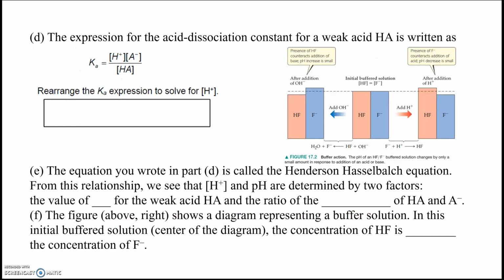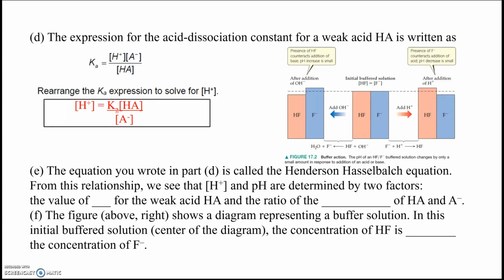All right, now, part D says the expression for this acid dissociation constant for this weak acid is written as this. Ka is going to be the concentration of H times the concentration of A minus divided by HA. And I want to rearrange this expression and solve it for the concentration of hydronium ion. I can do that by multiplying both sides by HA and dividing by A minus. And when I do, I get this, just a simple algebraic rearrangement.